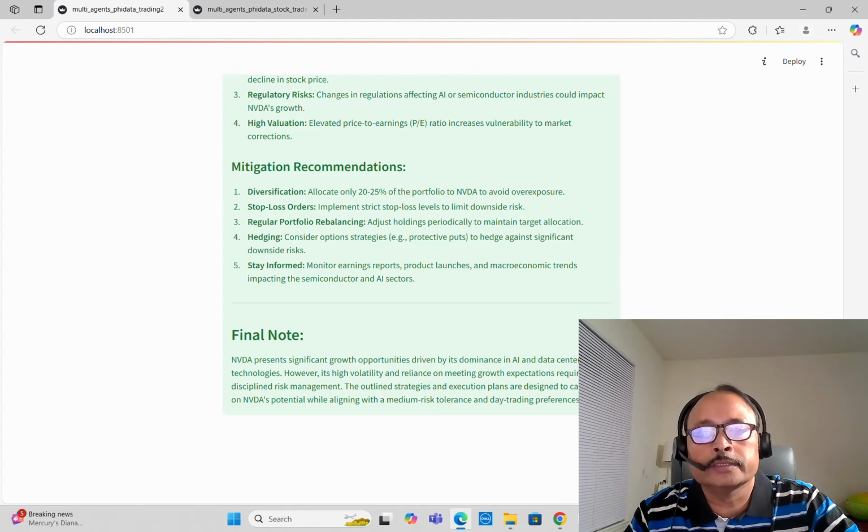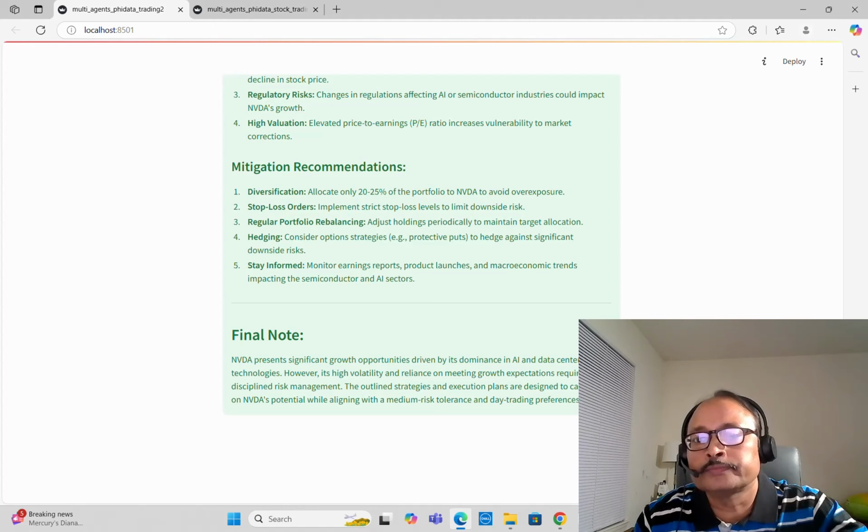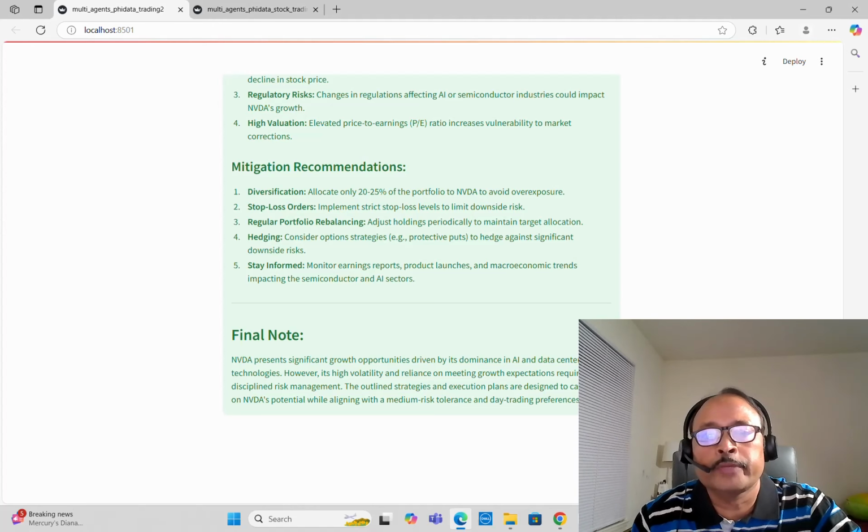Then hedging is another approach. Consider option strategies like protective puts for hedging against significant downside risk. Then stay informed. This is very important. Monitor earnings reports, product launches of the company, and then macroeconomic trends impacting the semiconductor and AI sector, etc.